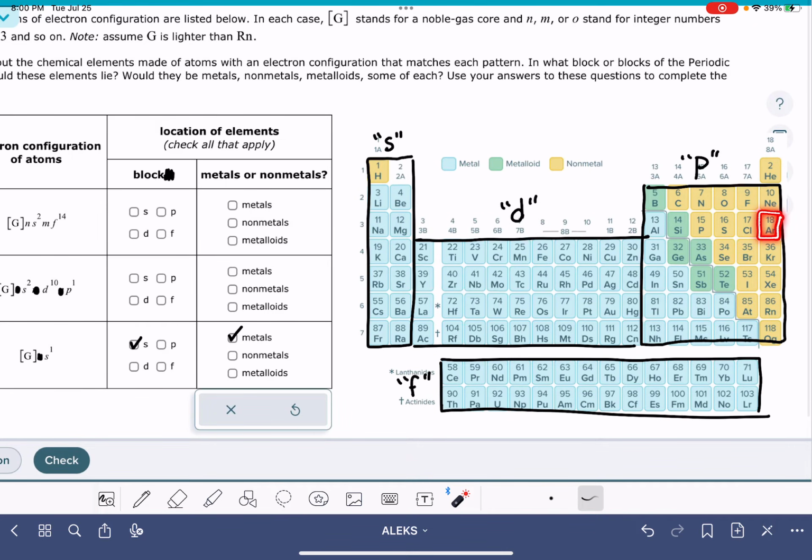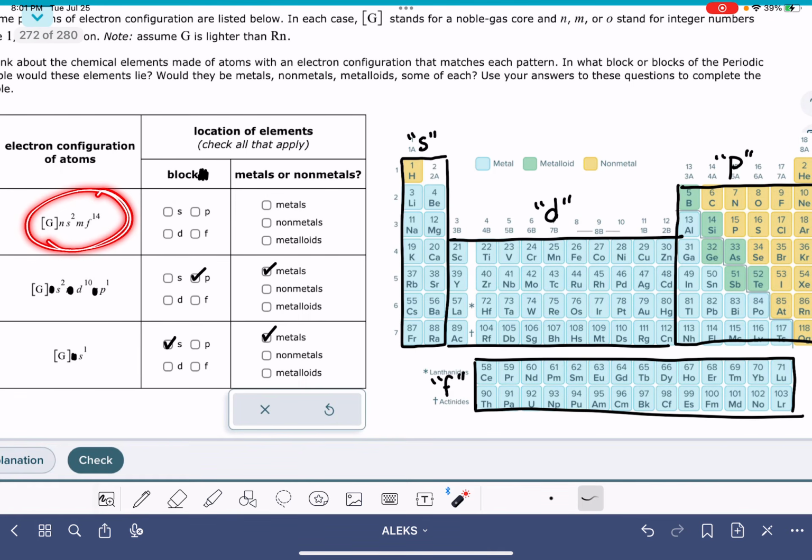Let's go to argon. For argon, it would be 4s2, 3d10, 4p1. So that would give us gallium. I'm just going to mark that. We could try krypton. That would give us 5s2, 4d10, 5p1, so it would give us this guy right here. And we don't need to keep going. That's enough information. We're just going to keep going down this column. These are all blue, so they're all metals, and they're all located in the p block. Not so bad.